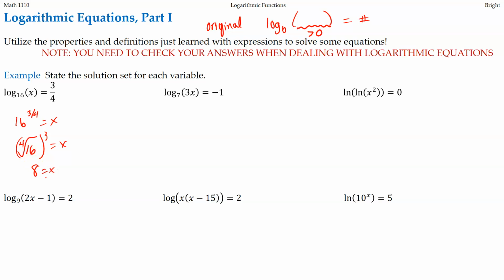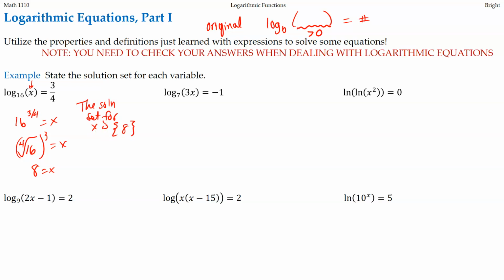Now I'd need to go back and check my answer. So x, if I put in 8 inside the logarithm, does that come out to be a positive number? Yep. So I'm going to say the solution set for x is 8.